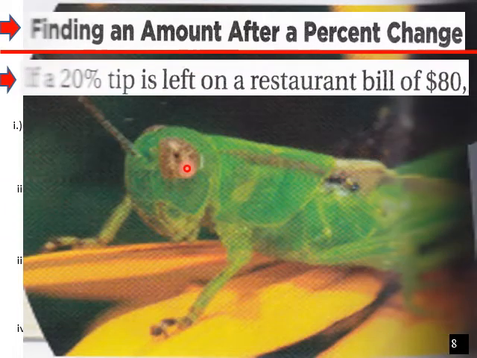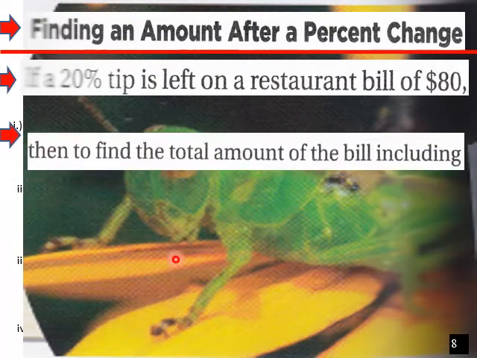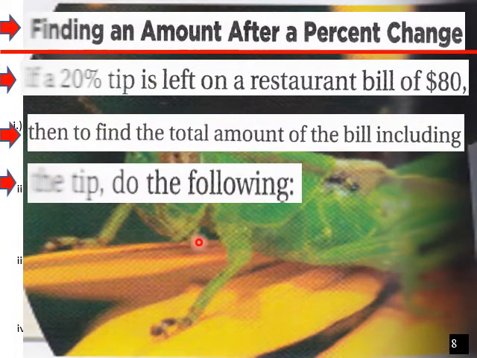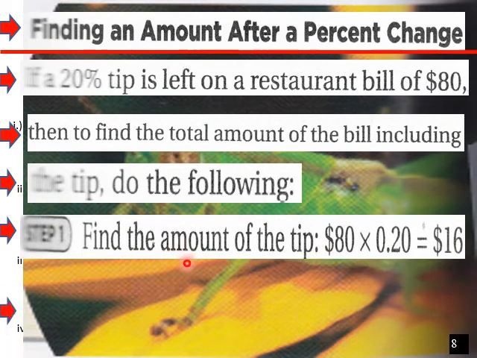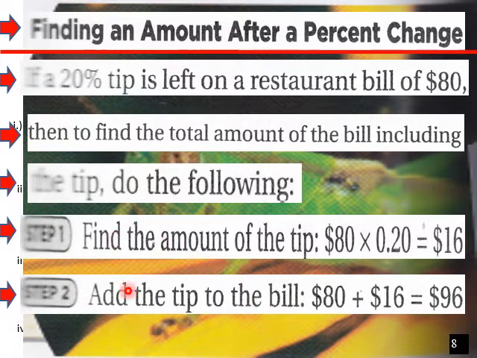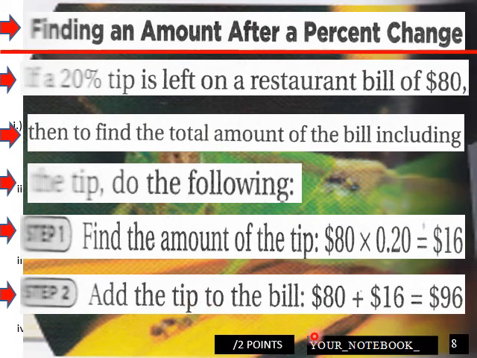Finding an amount after a percent change. A 20% tip is left on a restaurant bill of $80. To find the total amount of the bill, do the following: find the tip amount, then add the tip to the bill, so it'll be $96 for this one.